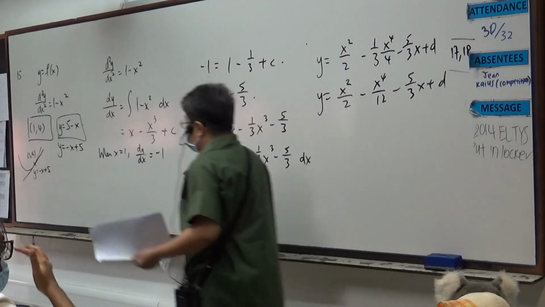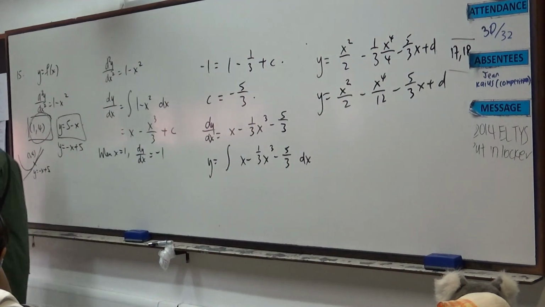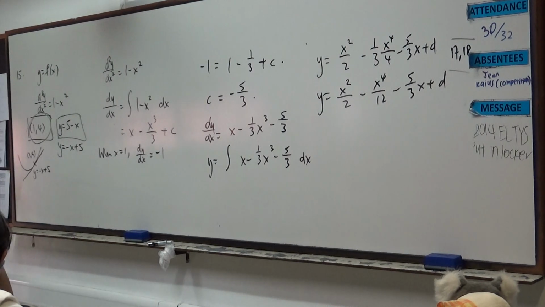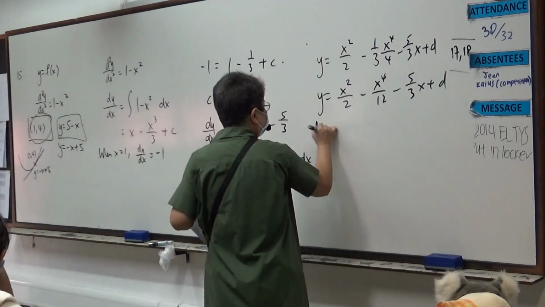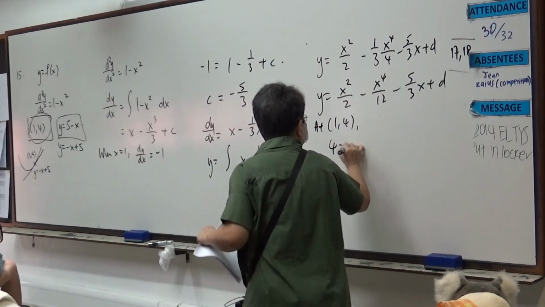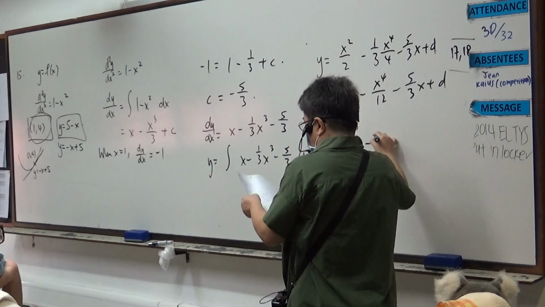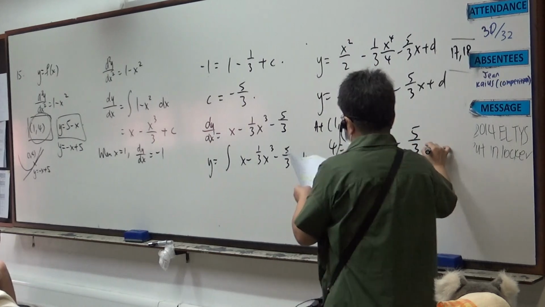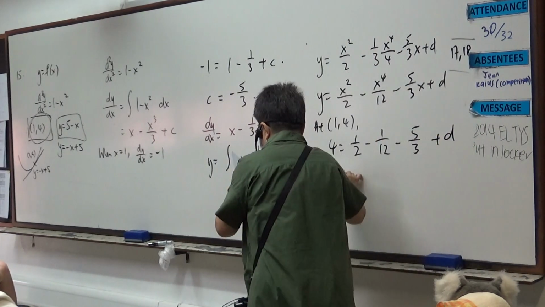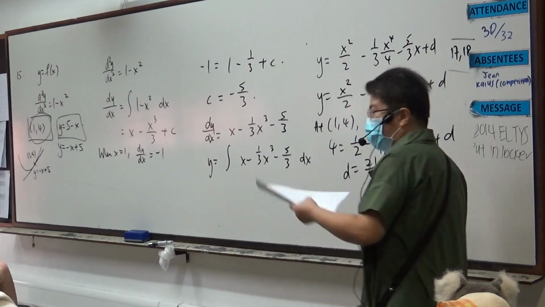Do you agree that this point is on the curve? That means this point is quite useful, right? You can use it for dy/dx, you can also use it for y. You understand what I'm talking about? So when x is 1, what is my y? 4, right? Okay? Alright. Half minus 1 over 12 minus 5 over 3 plus d. You will get your d as 21 over 4, correct?